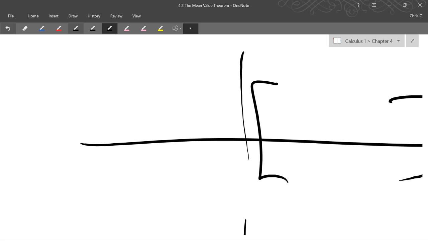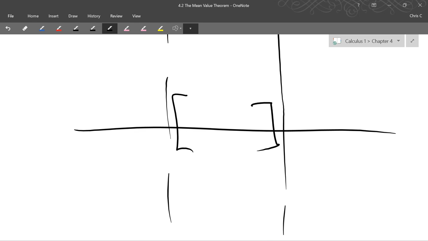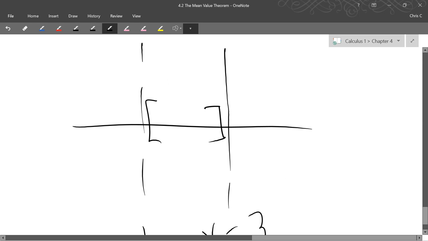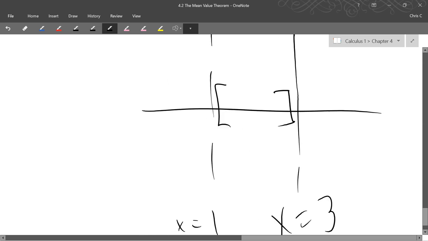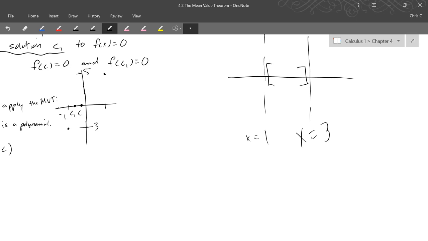A little bit. So for any of the value theorems, you have to have a nice interval that's continuous. And for the mean value theorem, it needs to be differentiable as well. So you better not cross vertical asymptotes or everything gets screwed up. And what would you write if it did cross a vertical asymptote? You better not use any of these value theorems.